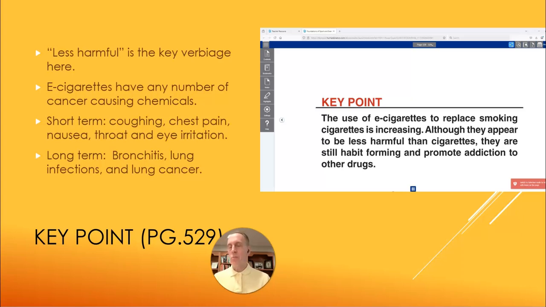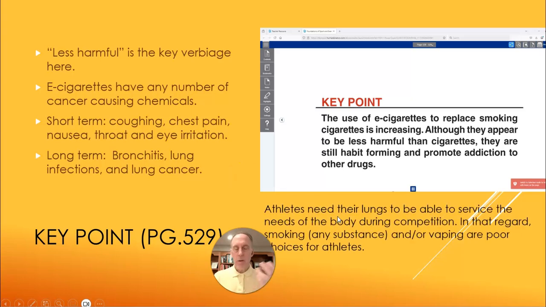That could be just water, but you're inhaling a substance into your lungs, and it can be an irritant that can cause coughing, chest pain, nausea, throat and eye irritation, and long-term could be bronchitis, lung infections, and lung cancer. And you need your lungs to be able to service the needs of the body during competition. You've got to suck oxygen in, exchange it across the alveoli, and blow off CO2. That all happens in the lungs.